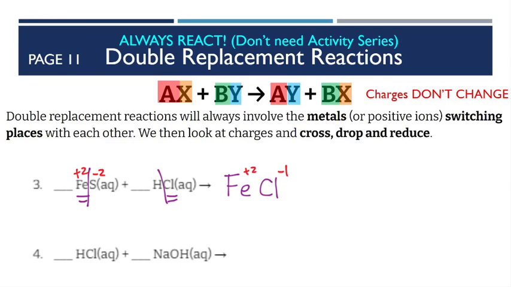So iron over here must still be a +2 charge, which means when we cross, drop, reduce, that's going to become FeCl2. And then the other compound we make is going to be made from that S and that H. We need to make sure to put the H before the S, so we have the positively charged thing before the negatively charged thing. And when we check those charges, this time sulfur's -2 is going to be crossing over onto our H. There we go.